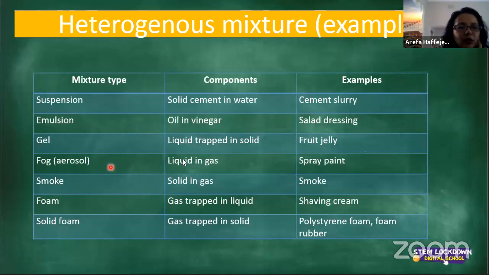We have fog and also aerosol, which is liquid in a gas, like spray paint. We have smoke, which is solid in a gas. We have foam. Gas is trapped in a liquid, which is shaving cream. And we have a solid foam, which is gas trapped in a solid, like polystyrene foam or foam rubber.